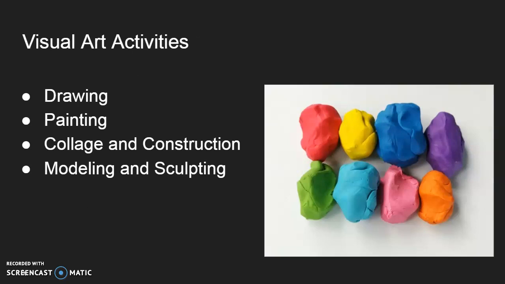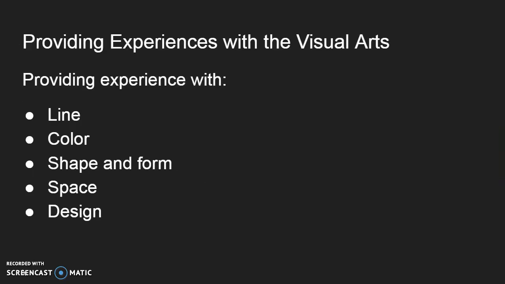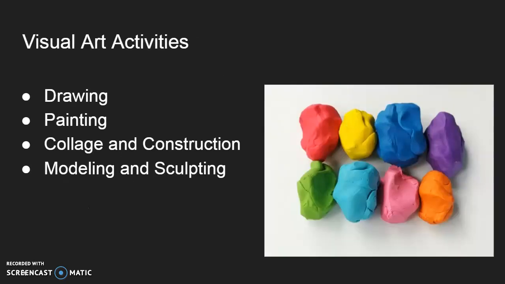I also want to just briefly take a moment to plug the importance of process art versus product art. You have been given a video to watch this week on the difference between the two, but it's really important that you understand how process art and product art differ and why process art is super important in early childhood classrooms, because through process art, children are gaining skills in creative development while also getting experience with line, color, shape, form, space, and design. And process art can be done through drawing, painting, collage and construction, modeling and sculpting.